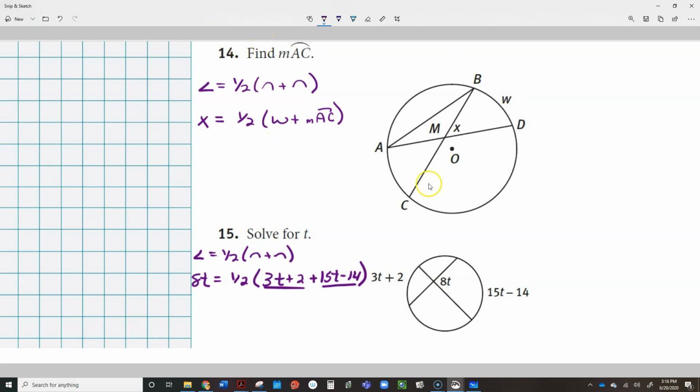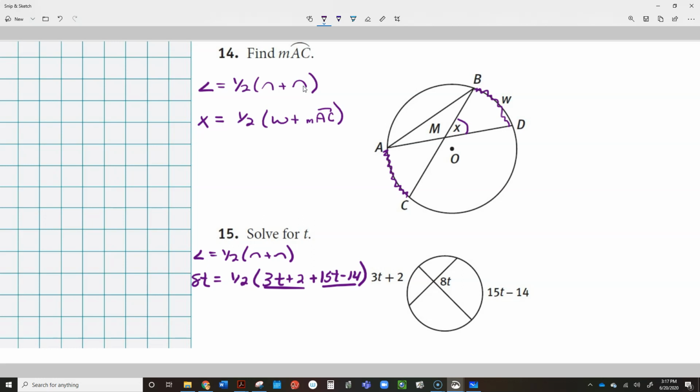14 wants us to find the measure of arc AC. So again, I'm going back to that same formula: the angle is equal to half the sum of the arcs. Based on what I have right here, if I'm looking for this measurement, I'm going to use these two arcs to find this angle. In this picture, x is the angle that we can find, and that's equal to half of the two arcs.